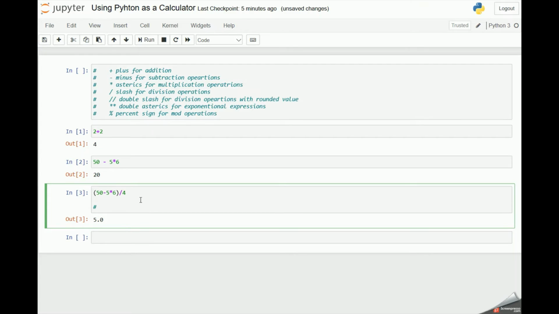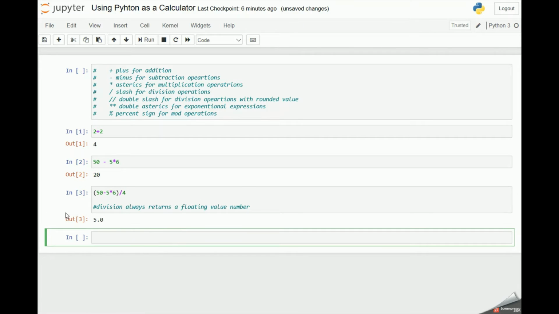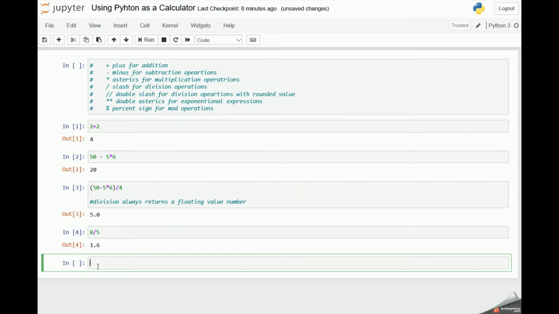So let's say division always returns a floating value number. Okay. So for example, if you just simply do a simple division operation as 8 divided by 5, you will be able to see this is going to be a decimal number, which we call in programming languages a float number. So division always returns a float.